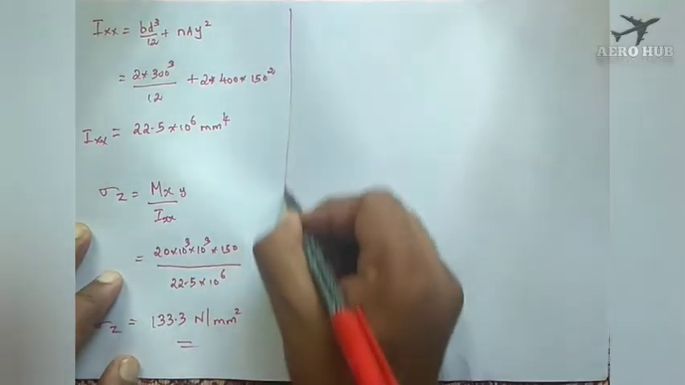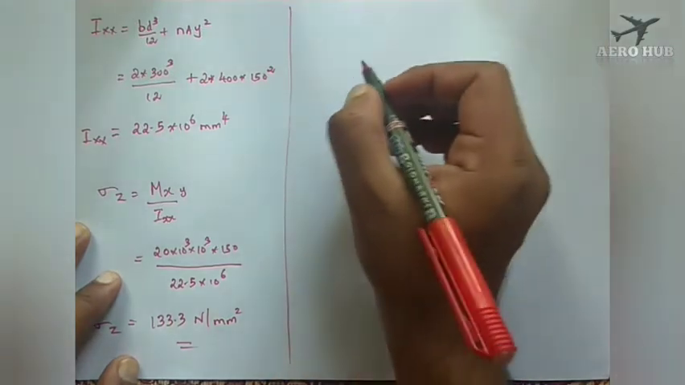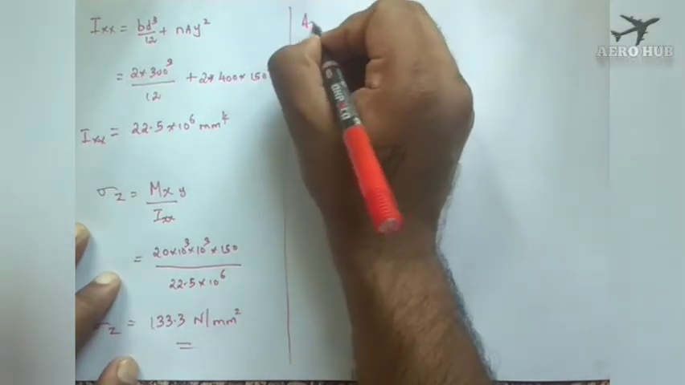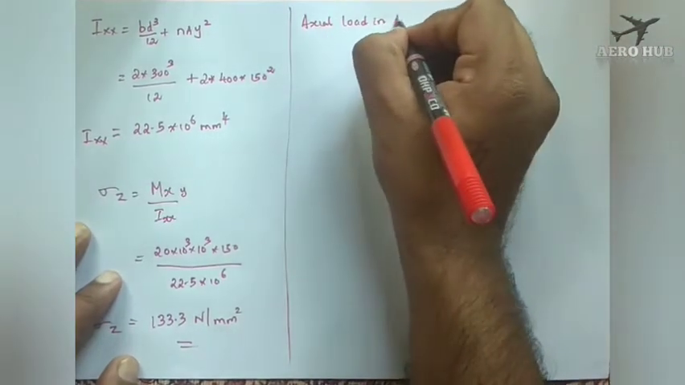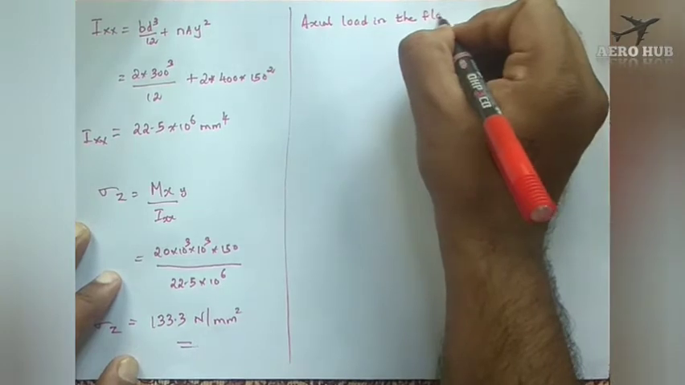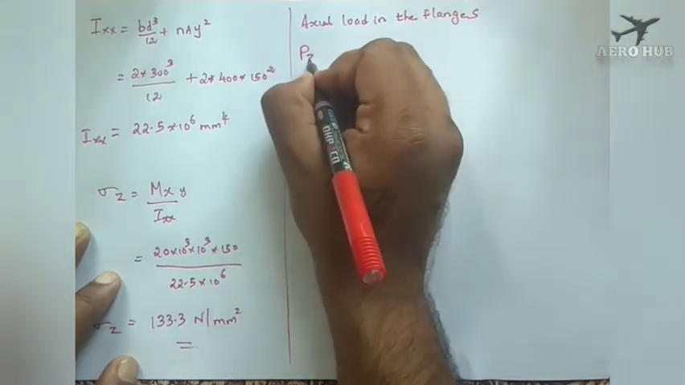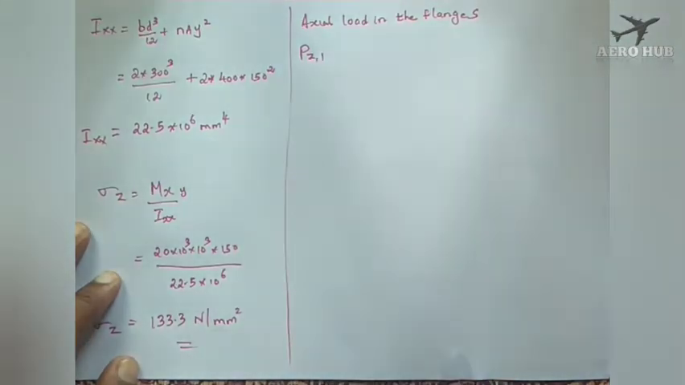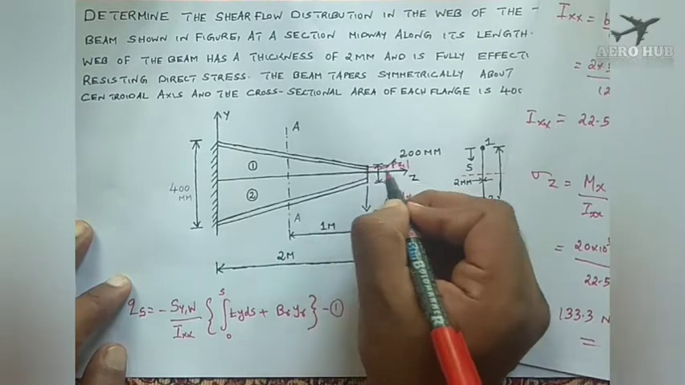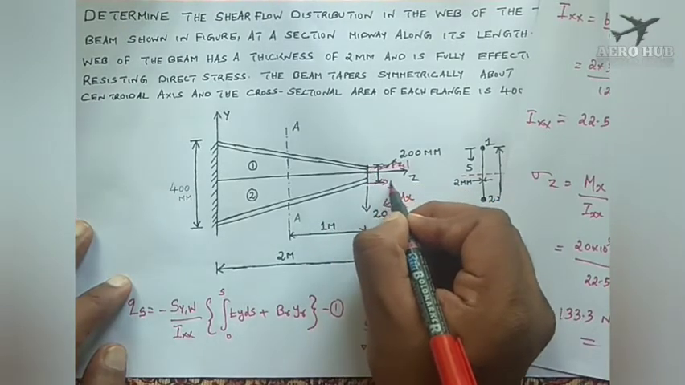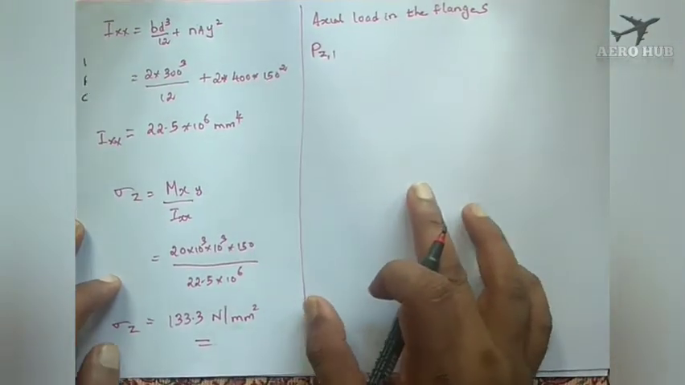Okay. Now I got the value of sigma z. From sigma z I have to find out the value of flange load, that is the axial load in the flanges. PZ1 is the axial load in the flange in point 1, that is on this area PZ1, and this will be PZ2.